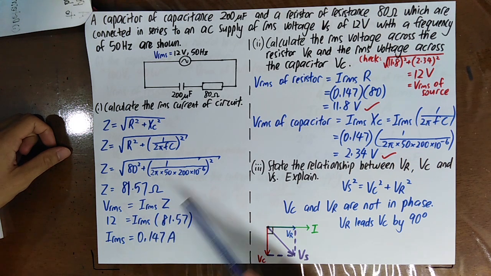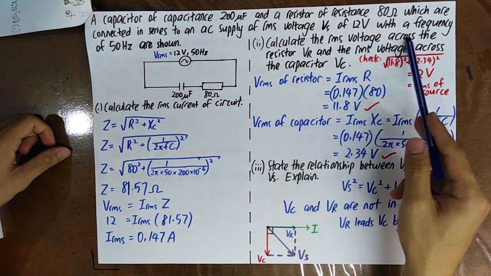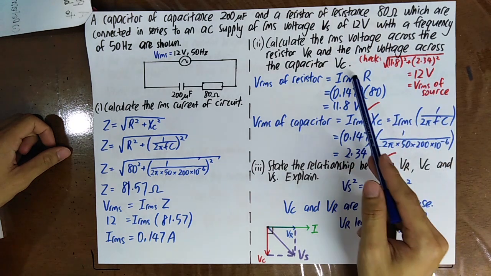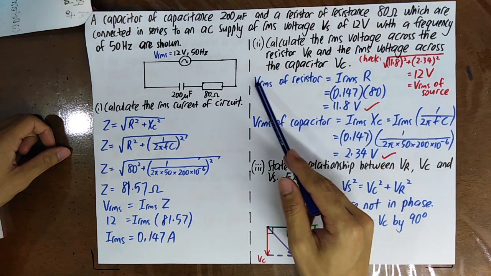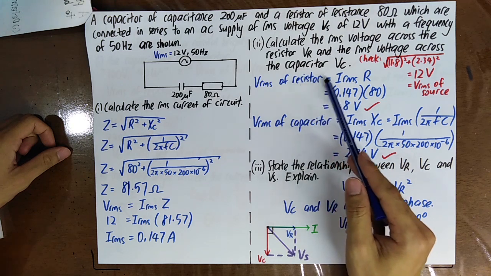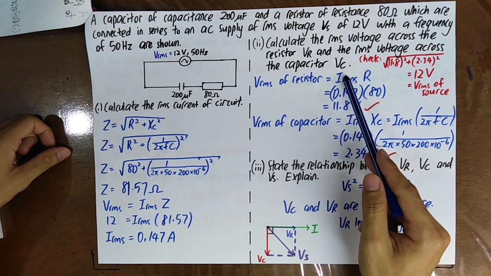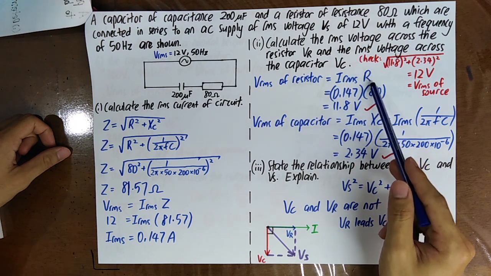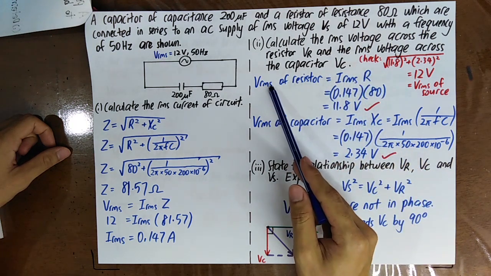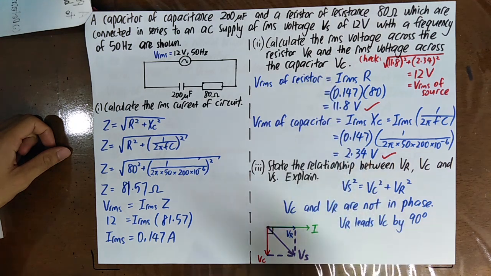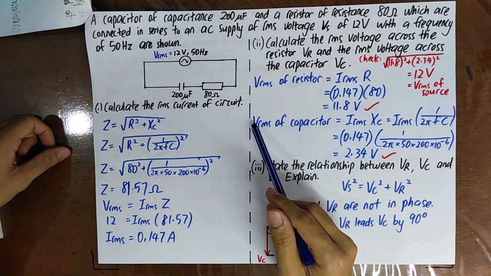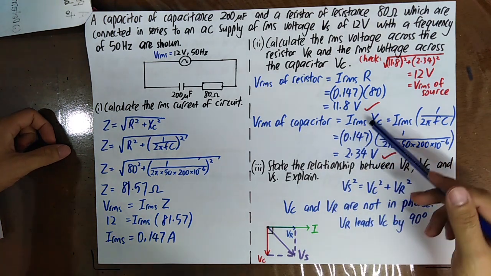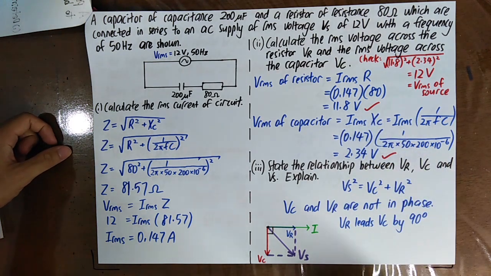And then please calculate the root mean square voltage across the resistor and the root mean square voltage across the capacitor. In order to get the root mean square voltage across the resistor, you need to know the root mean square current and then times the R. This is equal to the root mean square voltage across the resistor. Then the root mean square voltage across the capacitor is equal to IRMS times the reactance of the capacitor.